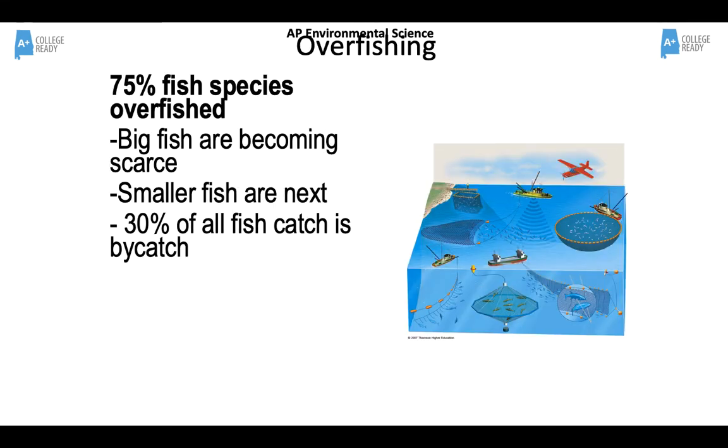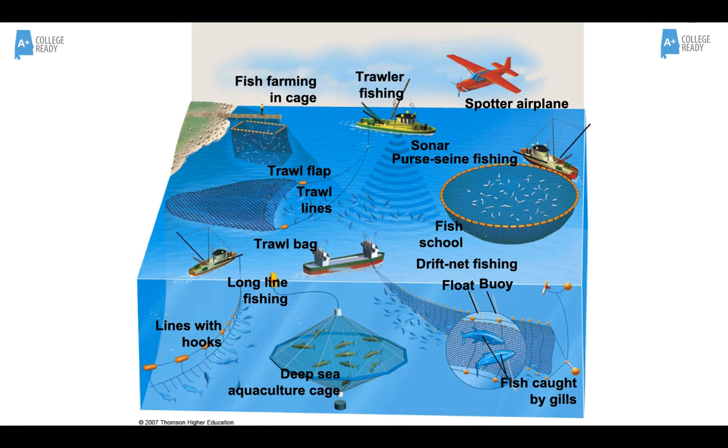Overfishing, 75% of fish species have been overfished. Big fish are becoming scarce. Smaller fish are next. 30% of all fish catch is bycatch. That is where you may be fishing for tuna, but you catch shark instead, and a lot of times the sharks are just killed and thrown back in. So there are different ways you can do this to try to avoid that. There have been special traps that have been designed. Now we have aquaculture to raise fish instead of capturing them.